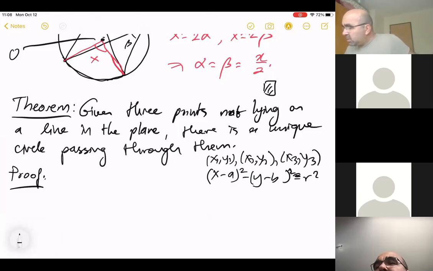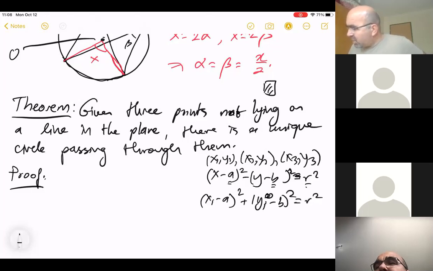So you need to determine a, b, and r. For example, (xi minus a) squared plus (yi minus b) squared is equal to r squared, where x1, y1, x2, y2 are known. So you have 3 equations, for i equal to 1, 2, 3, and 3 unknowns, a, b, and r, but they are quadratic. How do you solve this? I don't know.